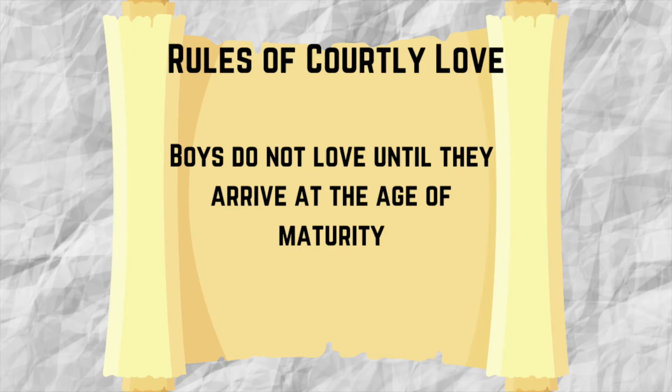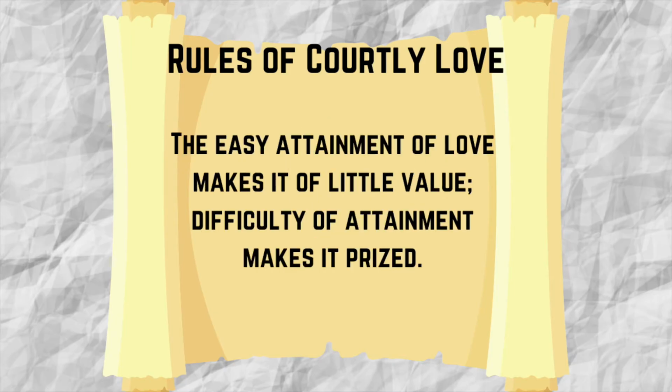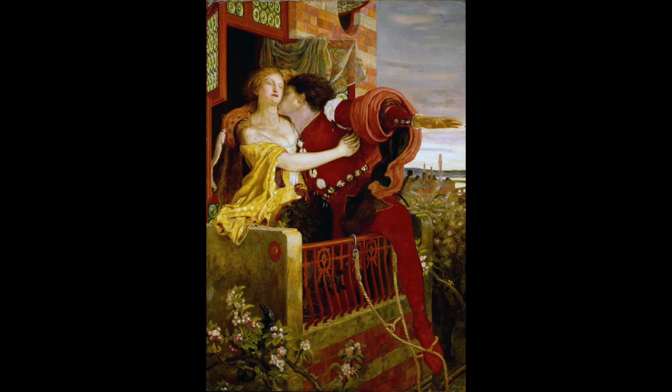Boys do not love until they arrive at the age of maturity, which is why Romeo's lack of maturity is his tragic flaw and results in his death. Another rule is the easy attainment of love makes it of little value. Difficulty of attainment makes it prized. This is why Shakespeare makes it so difficult for Romeo and Juliet, to make their love so much more valuable.